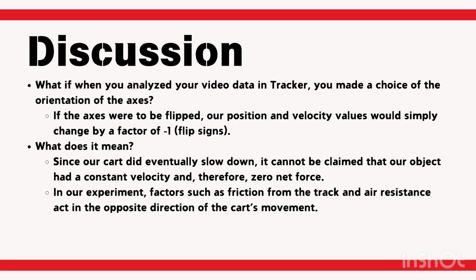And what do the overall conclusions of the experiment mean? This shows that since our cart did eventually slow down, we cannot claim that our object had a constant velocity nor zero net force. In our experiment, the factors that caused our cart to slow down and experience some sort of force were friction and air resistance, and these forces acted in the opposite direction of our cart's movement.